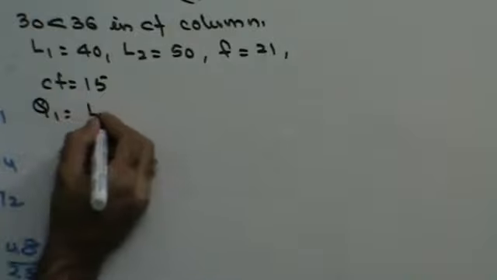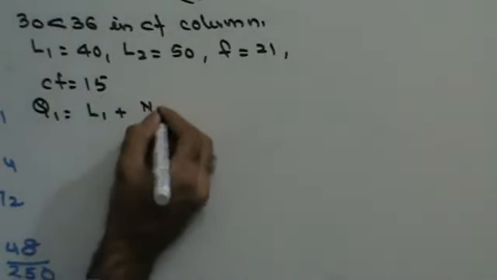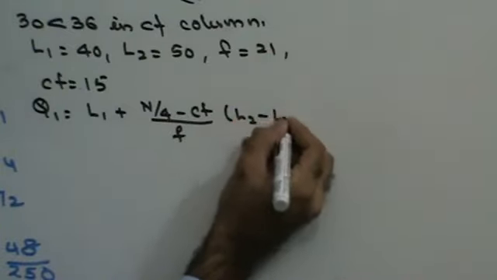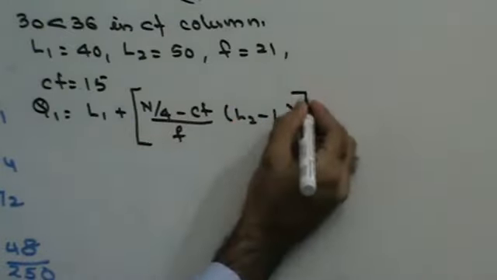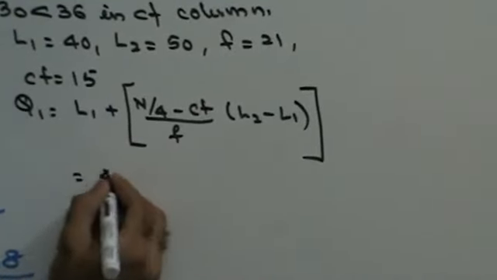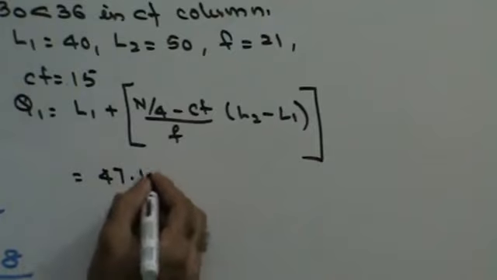Once you have this, you can find Q1 by using the formula L1 plus n by 4 minus CF upon F times L2 minus L1. Substitute, and you should get the answer as 47.14.